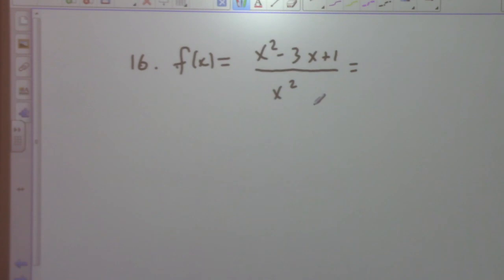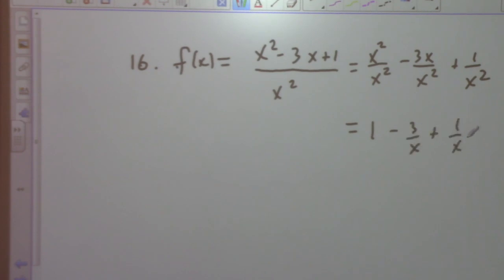So you have f of x equals x squared minus 3x plus 1 over x squared. Basically, it's a matter of simplifying, so we're going to have x squared over x squared minus 3x over x squared plus 1 over x squared. When you simplify this out, you get 1 minus 3 over x plus 1 over x squared. Then you can make this 1 minus 3x to the negative 1 power plus x to the negative 2 power.